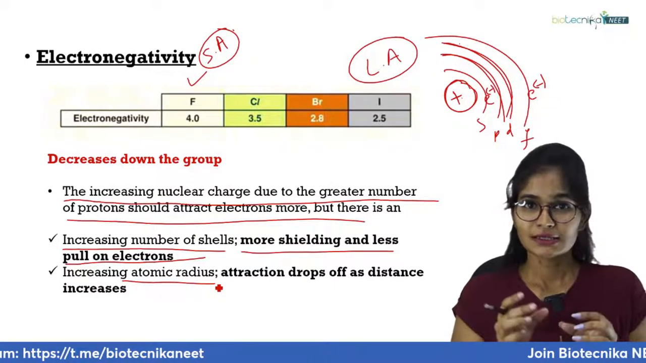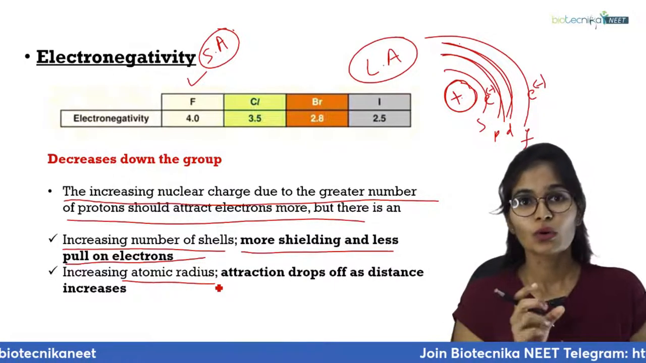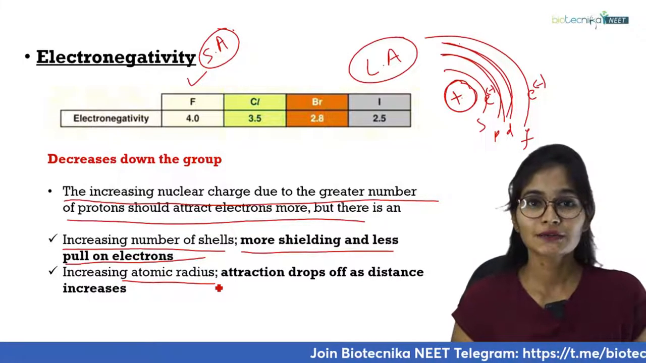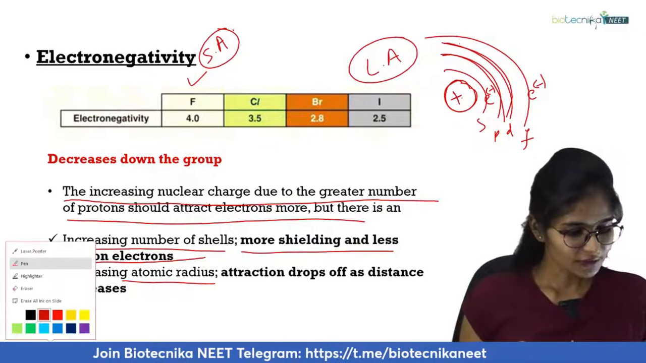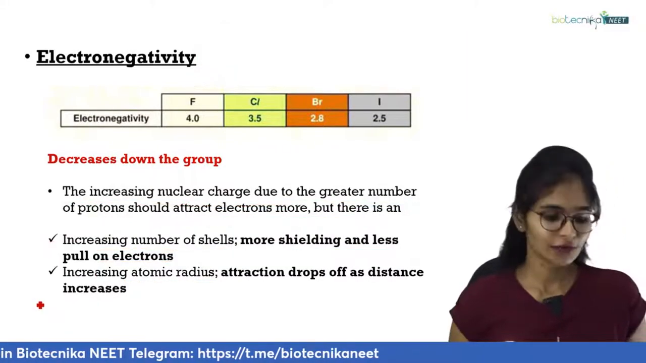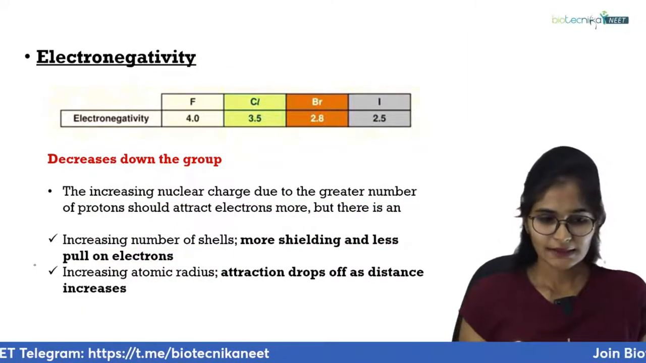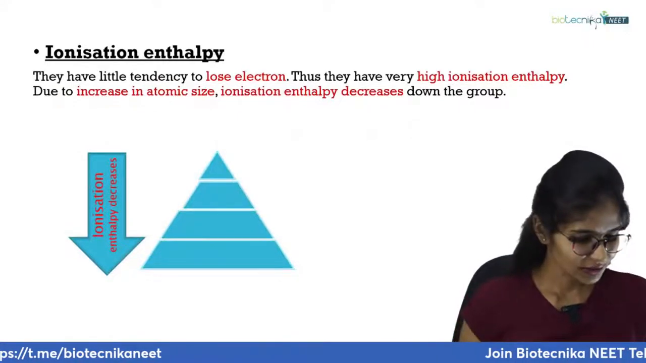So the distance is increasing with respect to atomic radius. So overall we can say the electronegativity of fluorine is more compared to iodine. So this is what we have with respect to electronegativity. Now coming to the next part, which is ionization enthalpy.